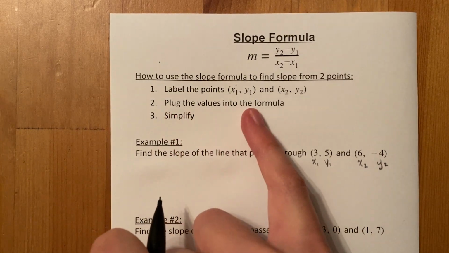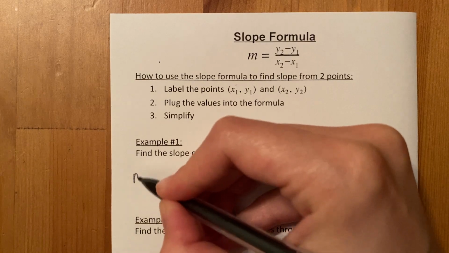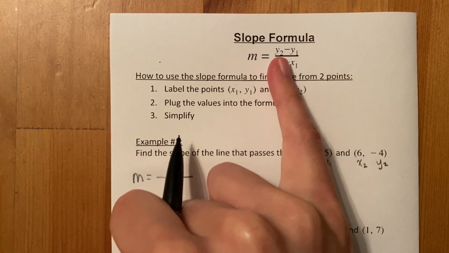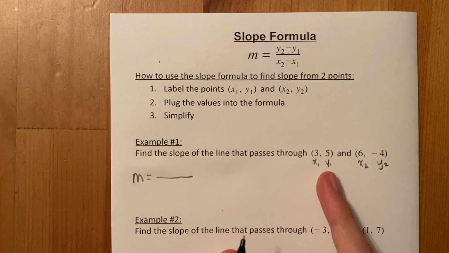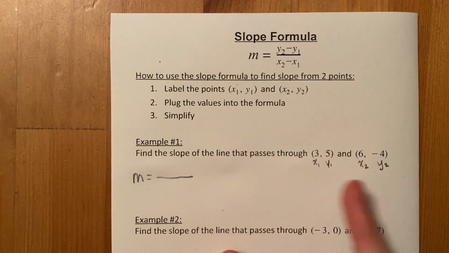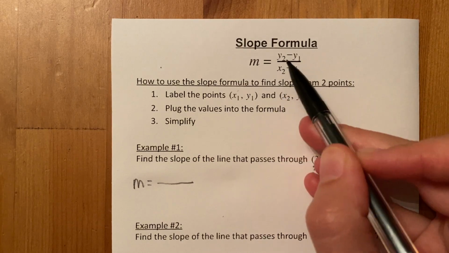Now I'm going to plug these values into this formula. The formula is here, and notice it's m equals, and we know that m represents slope. What we're doing is finding the difference in the y's, how the y changed from here to here, and the difference in the x's, how the x changed from here to here. Tomorrow we'll connect this to rise over run. But for right now, this is y2 minus y1.